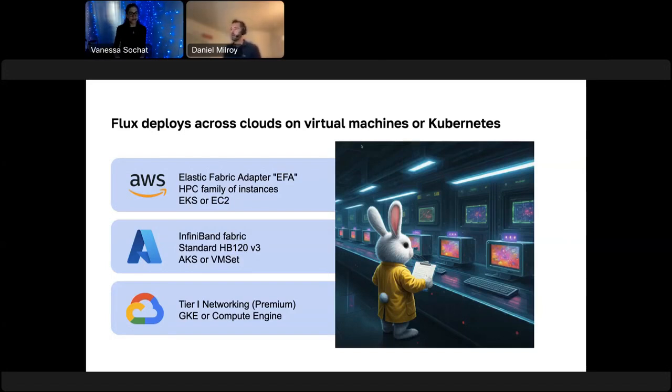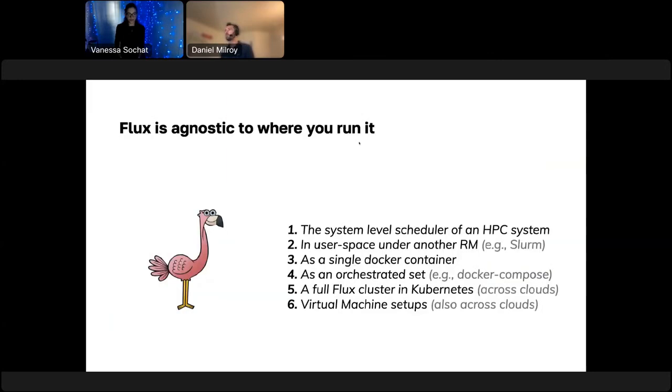Now, we've also done a lot of work on Microsoft Azure to enable InfiniBand Fabric for AKS, the Azure Kubernetes Service, via comparable instances like the standard HB120 v3s, and others as well that support GPUs. And we also work on VM sets too. Finally, we've done quite a bit of work getting Flux to work with the tier 1 networking in Google, on either GKE, the Google Kubernetes Engine, or Compute Engine itself, which provisions and manages virtual machines.